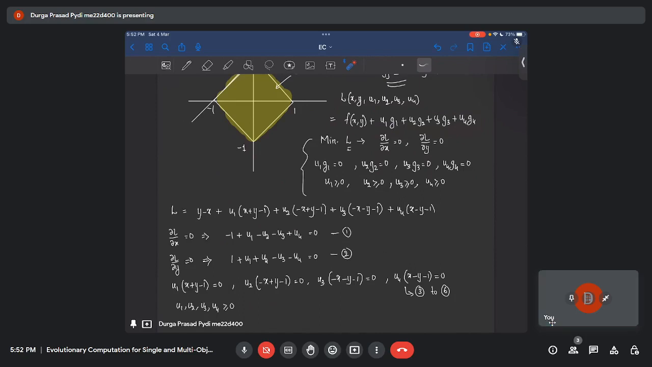This u1, u2, u3, how to decide? We do not decide. Now if you can see, you have two equations here and four equations here. So we have essentially 6 equations now, and we have 6 unknowns. So 6 equations, 6 unknowns. We'll have a set of simultaneous equations, and then we solve all these equations, and then we get the values of u1, u2, u3, u4, x comma y.